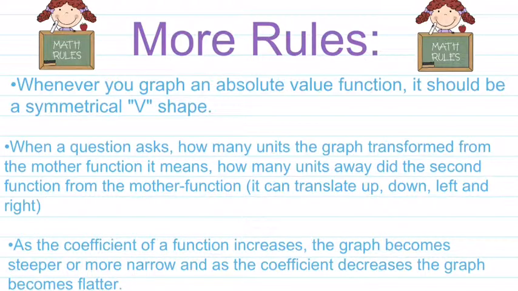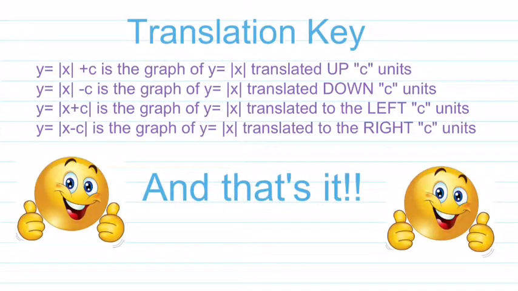As the coefficient of a function increases, the graph becomes steeper or more narrow. As the coefficient of a function decreases, the graph becomes flatter. Lastly, here's a translation key so you know which functions translate which way.